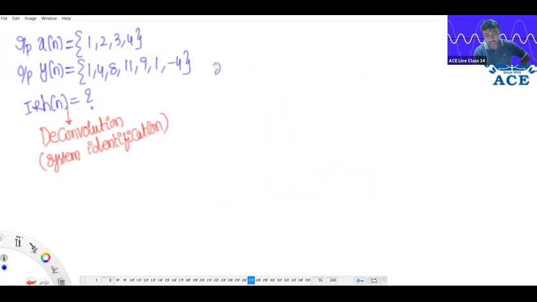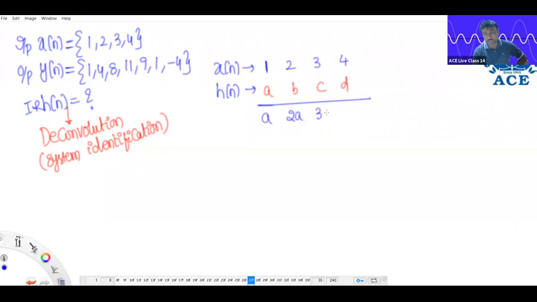So take the input 1, 2, 3, 4. h of n is unknown: A, B, C, D. Make the product: A, 2A, 3A, 4A. B, 2B, 3B, 4B. C, 2C, 3C.